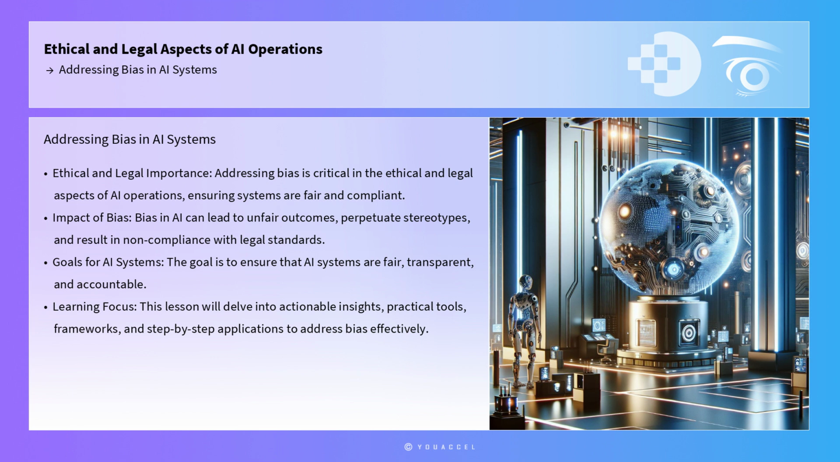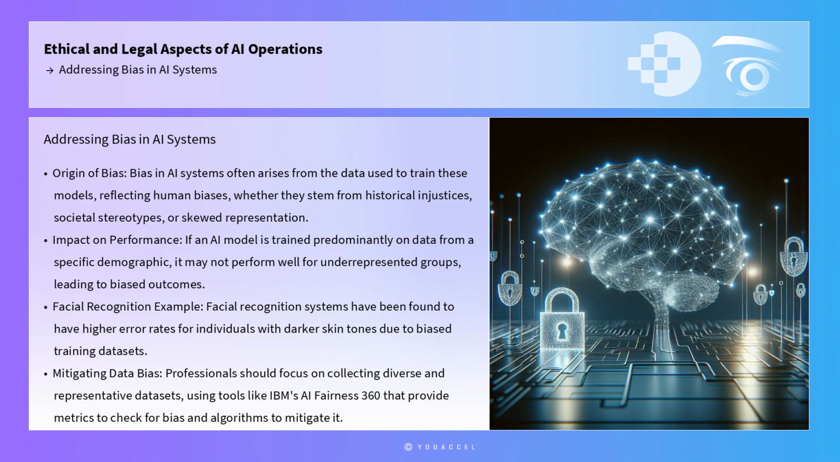This lesson will delve into actionable insights, practical tools, frameworks, and step-by-step applications that professionals can implement to address bias effectively. Bias in AI systems often arises from the data used to train these models. Data can reflect human biases, whether they stem from historical injustices, societal stereotypes, or skewed representation. For instance, if an AI model is trained predominantly on data from a specific demographic, it may not perform well for underrepresented groups, leading to biased outcomes.